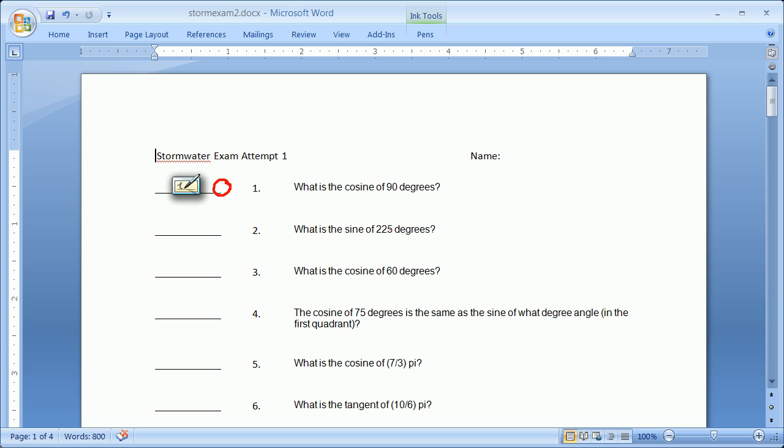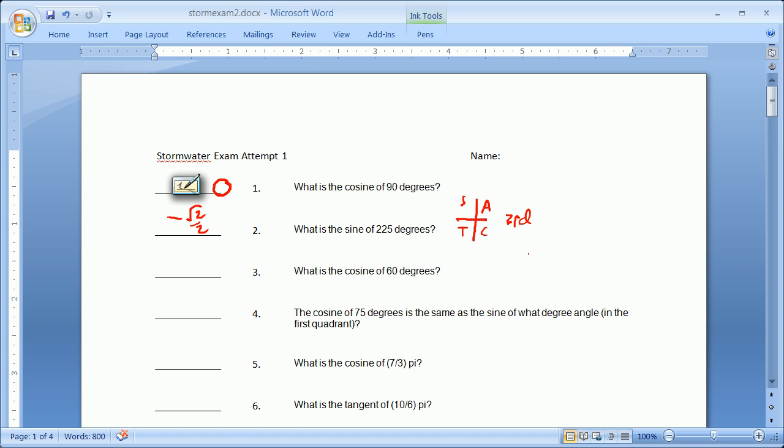The sine of 225, it's more than 180, so it's in the third quadrant. It's the same as the sine, but it's all seniors take chemistry, so it's negative. It's negative the square root of 2 over 2. Once again, it's in the third quadrant, but it's the same as 45 degrees.